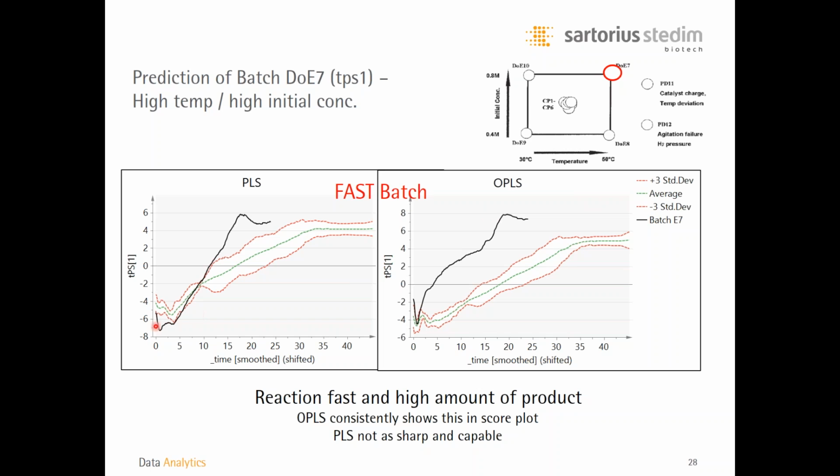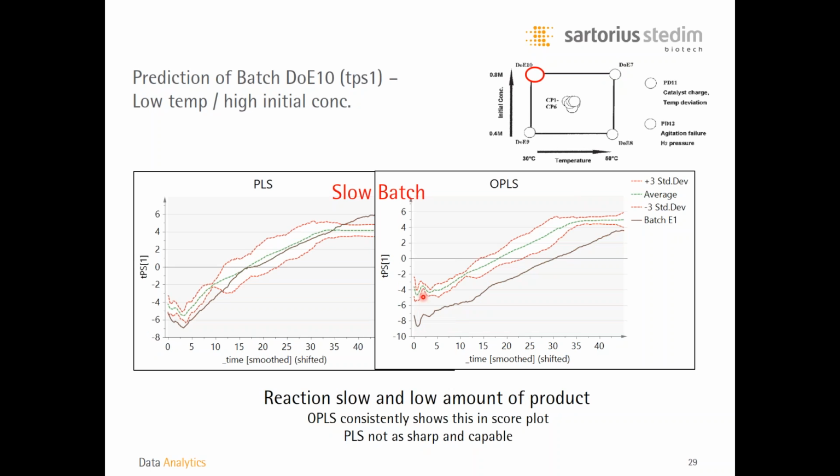PLS will initially find the progression of this batch to be in line with the normal operating condition up to about 10 minutes, whereas OPLS will directly flag that this is a very different batch compared with the normal operating conditions. So PLS is not as sharp and capable, you can say.